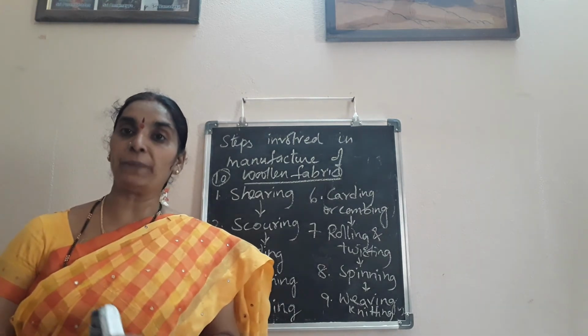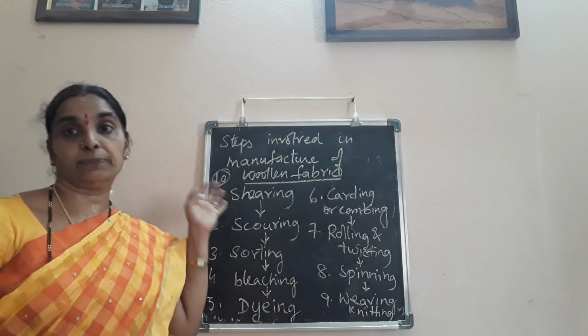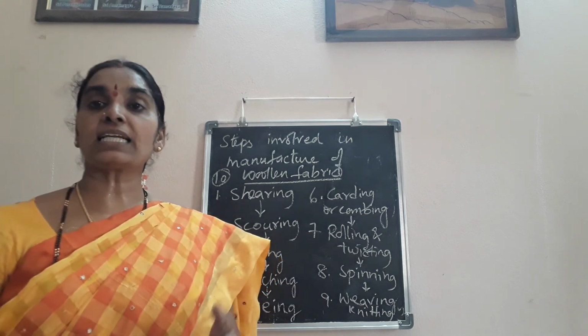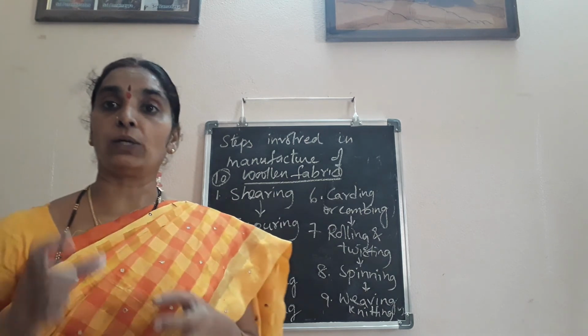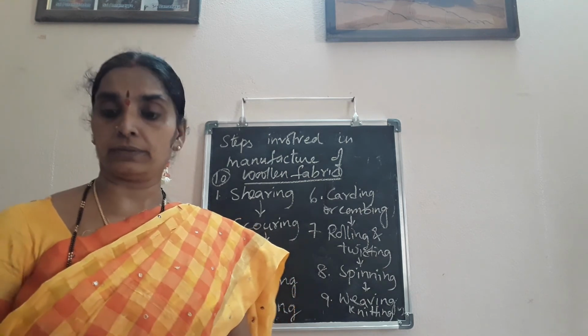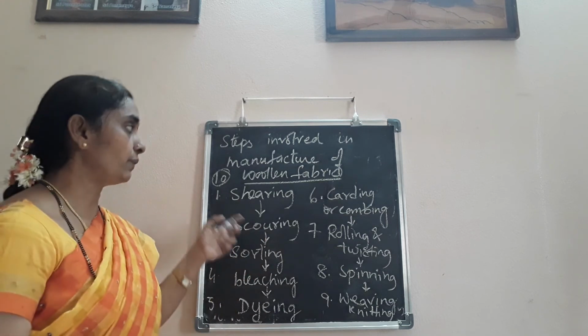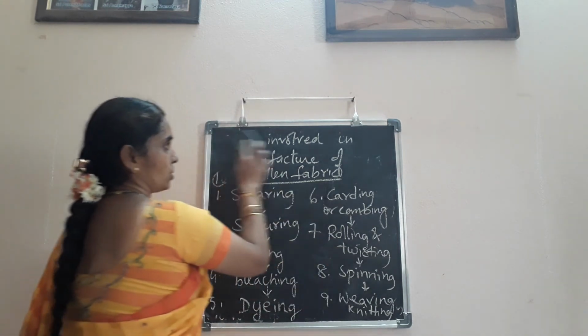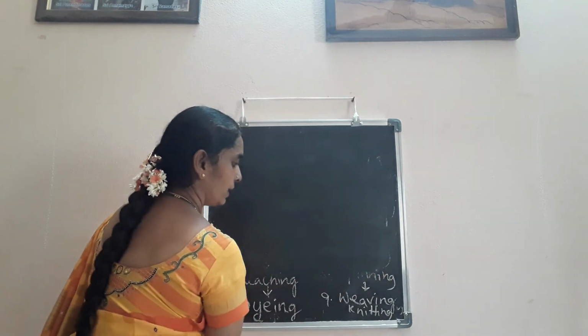I think you have understood the manufacture of the woolen fabric, children. In the next class, we'll talk about the different types of products that we get from wool. We have covered this, isn't it? So, okay, write down these questions. I'll tell you now.